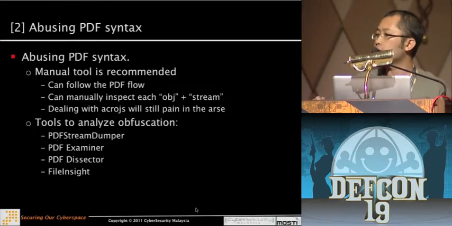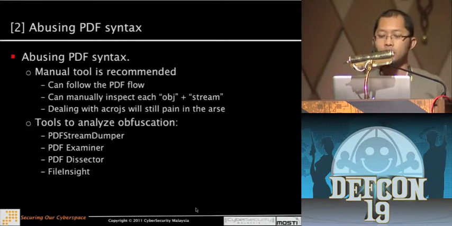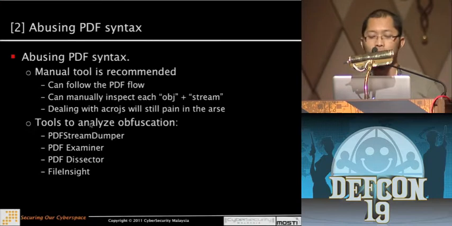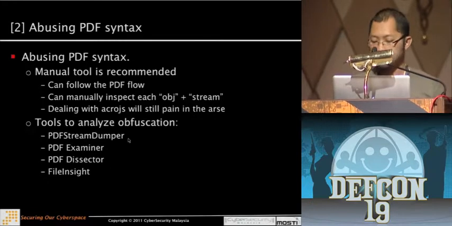Manual tools means you don't really parse the whole thing. You just grab any object and display that object, so you can manually trace the components that belong to it. For example, you can follow the PDF flow. You can manually inspect each object or each stream, so you know where it should end. And dealing with AcroJS is still a pain, I think. A couple of tools that you can play around with: PDF Stream Dumper, PDF Examiner, PDF Dissector, and File Insight.